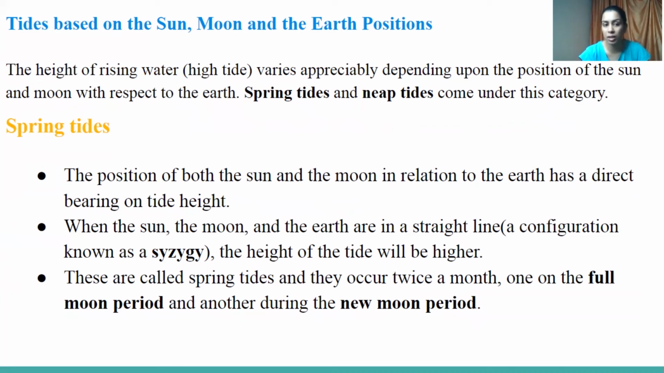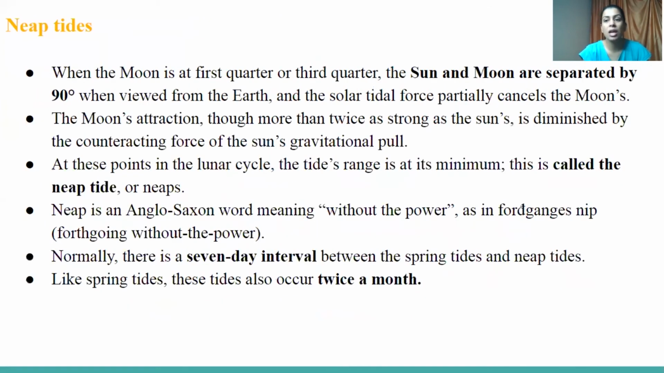The first is spring tide. So what is it? The position of both sun and moon in relation to the earth has a direct bearing on tide height. When the sun, moon and earth are in a straight line, the height of the tide will be higher. These are called spring tides and they occur twice a month, one on full moon period and another during the new moon period. Next is neap tides.